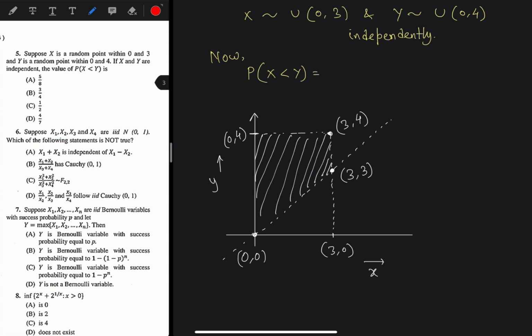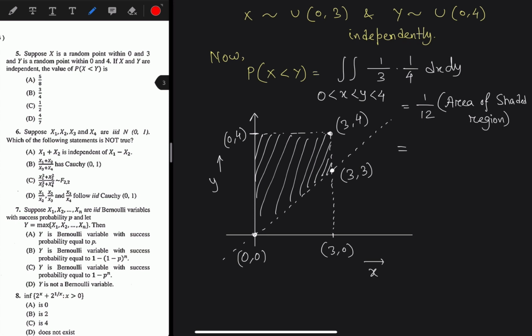Now the probability of capital X less than Y can be written as a double integral over 0 less than x less than y less than 4 of 1 by 3 into 1 by 4, as x and y are independent, dx dy, and this will be equal to 1 by 12 into the area of the shaded region.